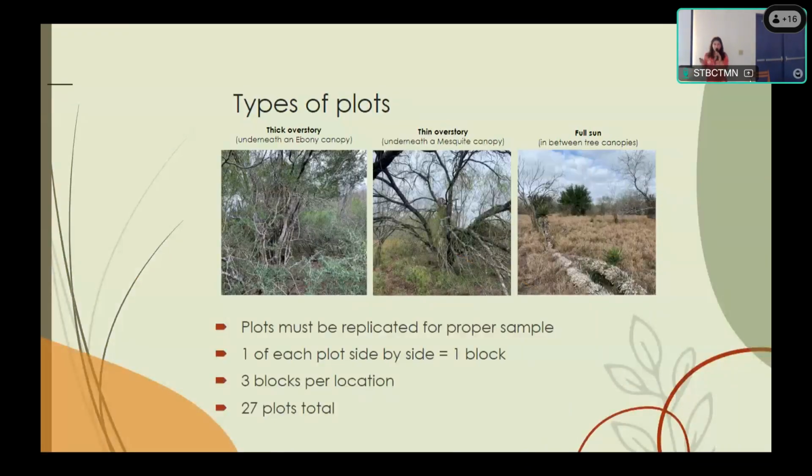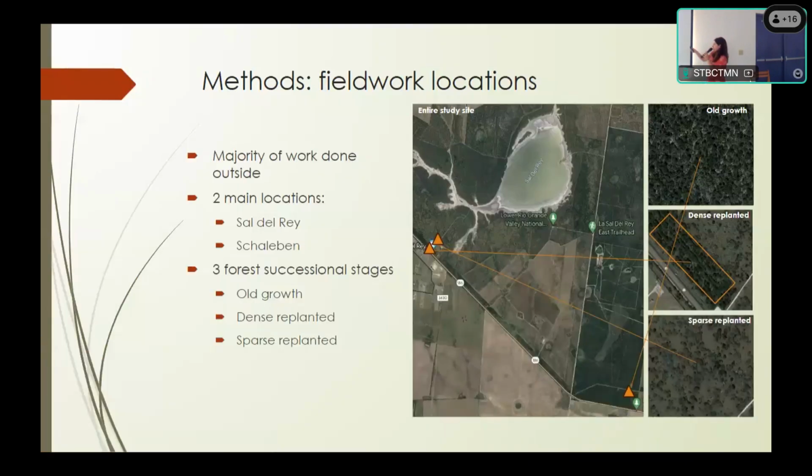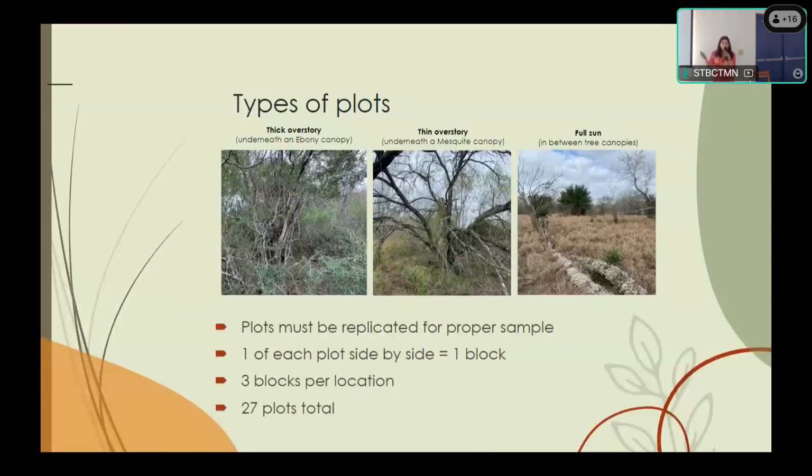So now I have different types of plots. Earlier I was talking about the three successional stages, and these are large habitats. But within those large habitats, we are looking at a lot smaller microhabitats. The three different microhabitats that I have are called thick overstory, which is underneath an ebony canopy. So this is one that's underneath the canopy. Another one is thin overstory, which is underneath the mesquite canopy. This is also an area that has canopy cover.